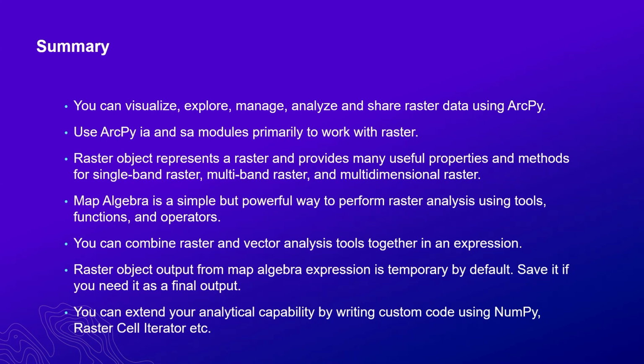Raster Object is the centerpiece. This represents the entire raster, and it provides many useful properties and methods for single band, multi-band, and multidimensional raster. Map Algebra is a very simple but powerful way to perform raster analysis using tool, raster, and function. You can combine raster and vector analysis tools together in an expression as Hao has demonstrated already. The raster object output from a Map Algebra expression is temporary by default. It's on the left hand side and it's temporary. So don't forget to save it if you need it.